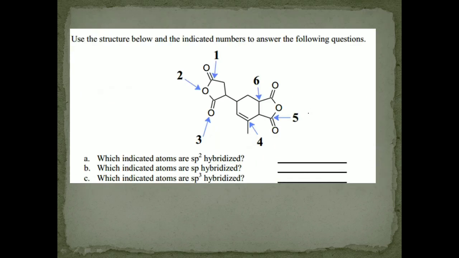And this one also: use the structure below and indicated numbers to answer the following. Here you can see again, this is an sp2 carbon and this oxygen is an sp2 oxygen, because the lone pair of electrons is involved in resonance, like that.